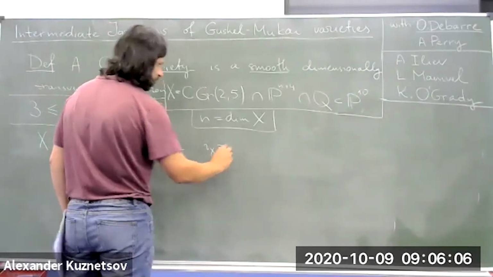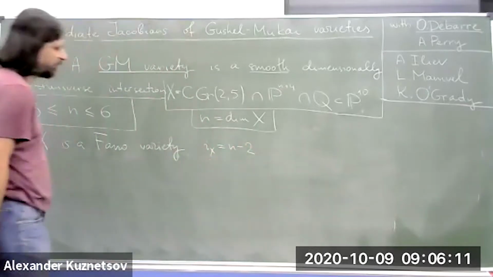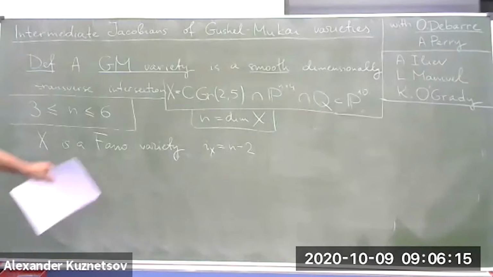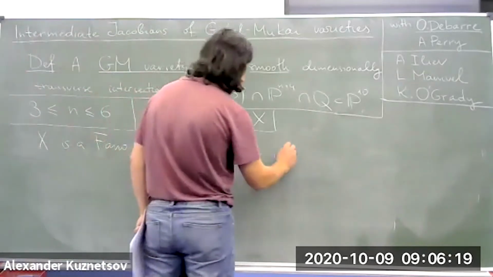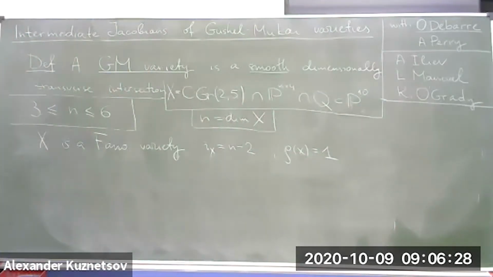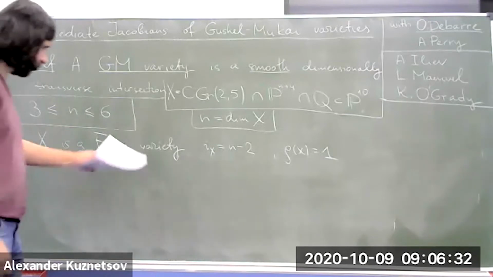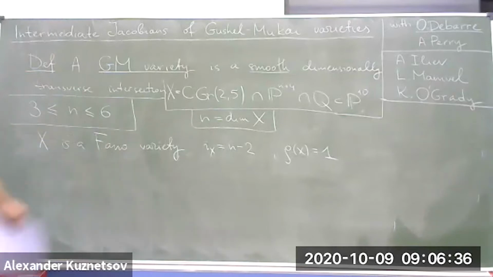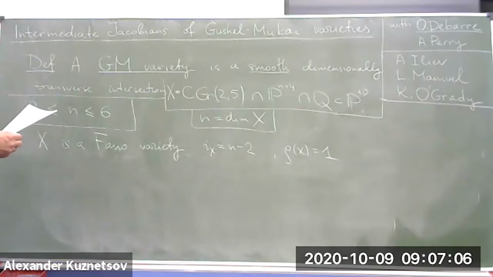This is a Fano variety. Its index is equal to n minus 2. So that means that the anti-canonical class is n minus 2 times the class of a hyperplane section. And the Picard number of X is 1. So the Picard group is generated by the class of a hyperplane section. Actually, one could also consider the case n equals 2. In this case, these varieties are K3 surfaces. The Picard number may be bigger than 1, but they have the nice property of being Brill-Noether general. So one can include Brill-Noether general K3 surfaces into consideration. Okay, but for me, the interesting case is the case of Fano varieties, which is just the case when the dimension is between 3 and 6.